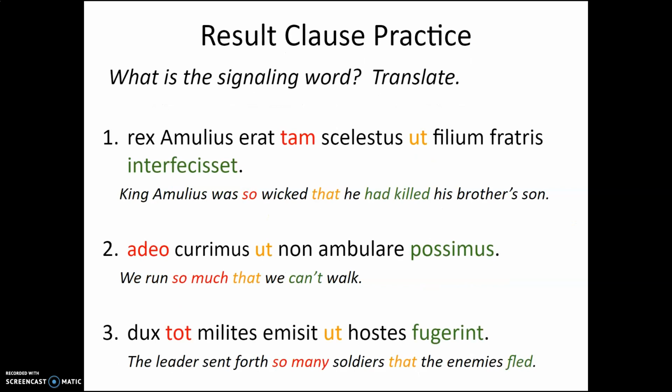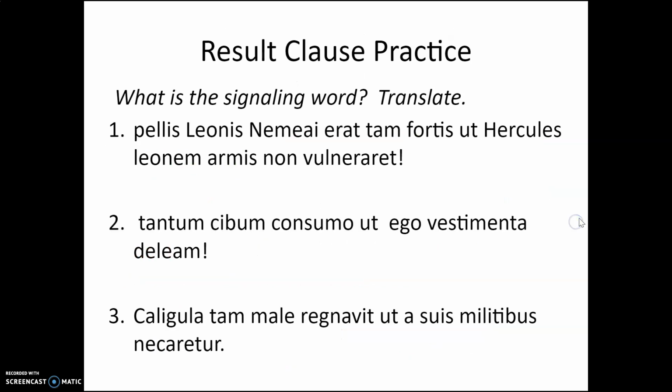All right. So what I'd like you guys to do now is there are three more sentences, and I'd like you to do those on your own and submit them for our homework.